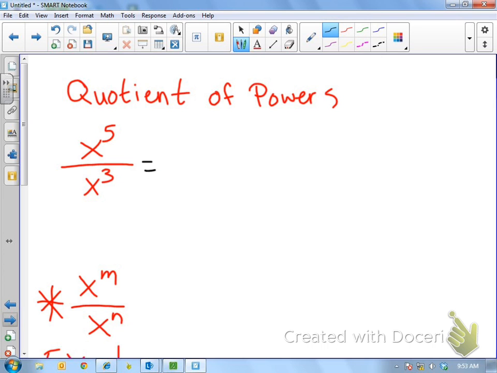X times x times x times x times x. 5 of them. What do we mean by x to the third? X times x times x.